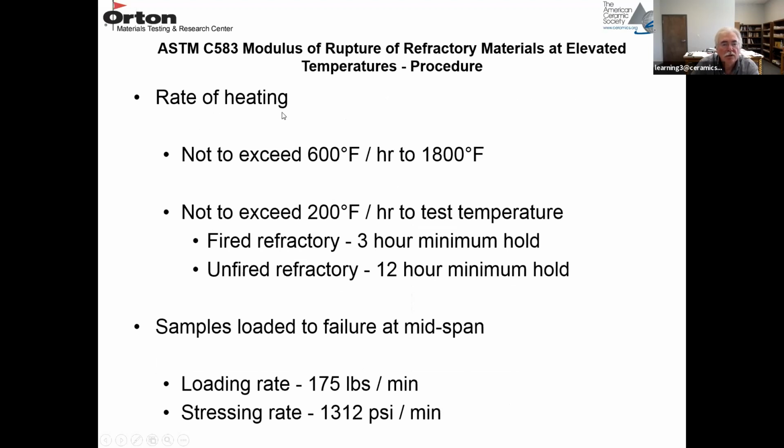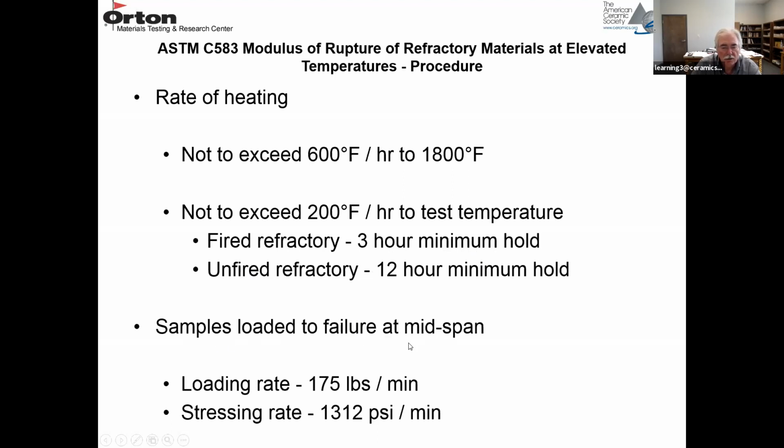There's different rates for heating specified by this standard. You don't want to heat the sample too fast and thermally shock it. So they're specifying 600 F per hour to about 1800 F. And then if the test temperature is higher than that, not to exceed 200 degrees F per hour. If you're testing a refractory that's already been fired, it specifies a 3-hour minimum hold prior to testing. If it's unfired, it's specifying a 12-hour minimum hold. And that's where some of the sintering and densification will take place to stabilize that material if it's unfired.